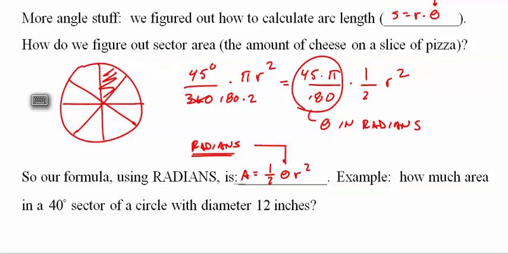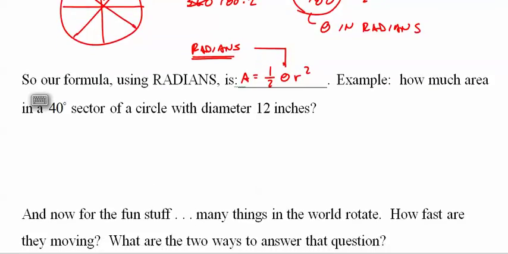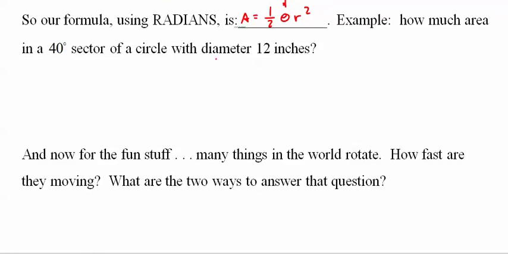So, example. How much area in a 40-degree sector of a circle with a diameter of 12 inches? I don't know if I mentioned this last time. I like to do this diameter trick because it's on the ACT and it really messes with people. Whenever I see the word diameter, my brain jumps and says, whoa, whoa, whoa, right radius equals 6 inches. It's just a trick teachers use to nail you.